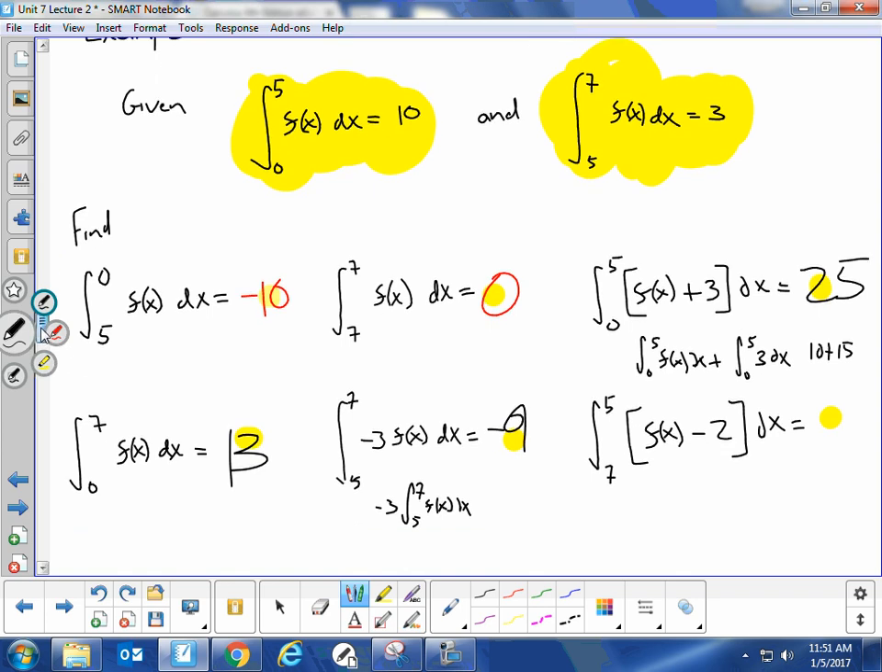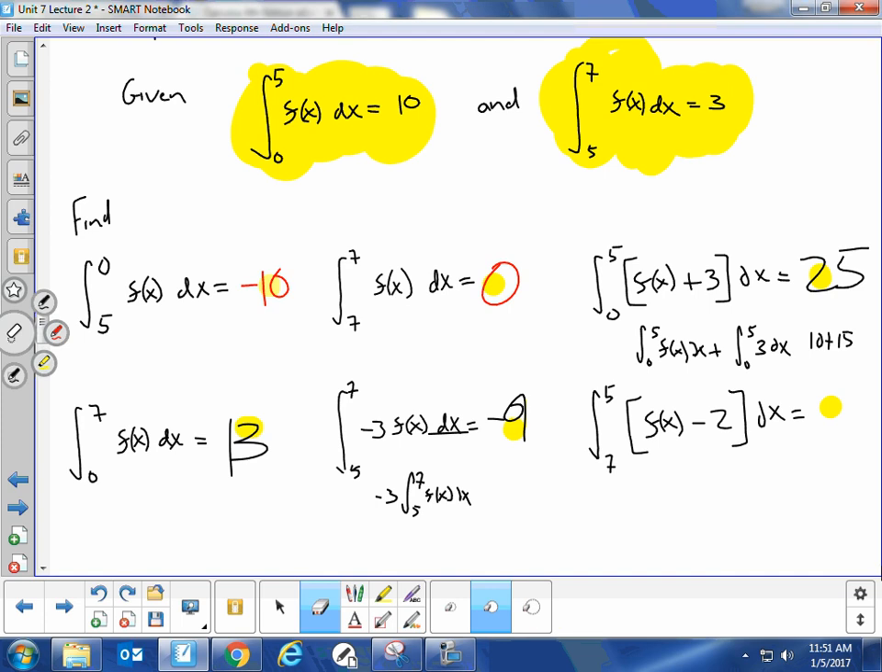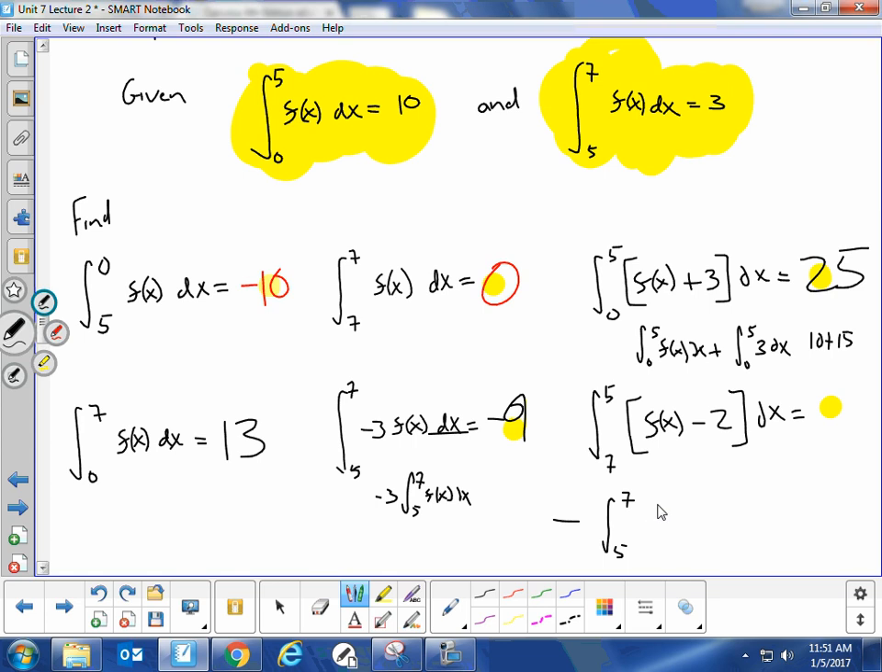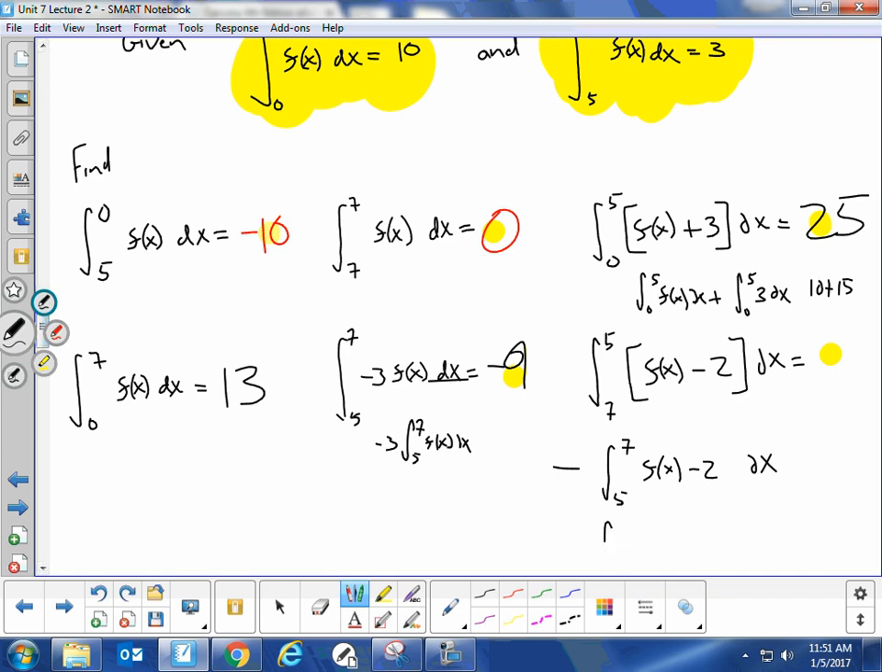Okay, the first 4 should have been fairly straightforward. 25, 13, -9. The last one, what I like to do is start with it as the flip-flop, knowing that my answer is going to be opposite. Okay, so I do have f of x minus 2. Don't change that sign. The integral should be split up to f of x and then to the minus 2. Take the opposite of all of that.